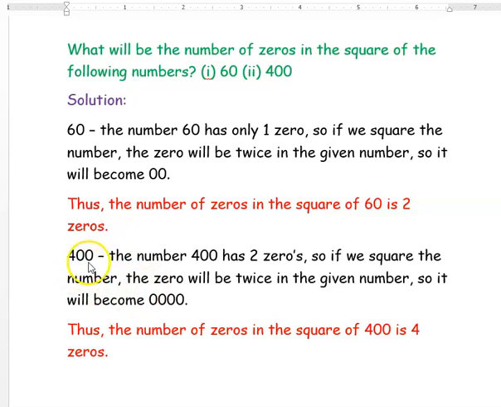Then if you take the next number 400, it has 2 zeros in the number. So if you square it, you will have 4 zeros in the square of 400. Hope you have understood all the questions well.